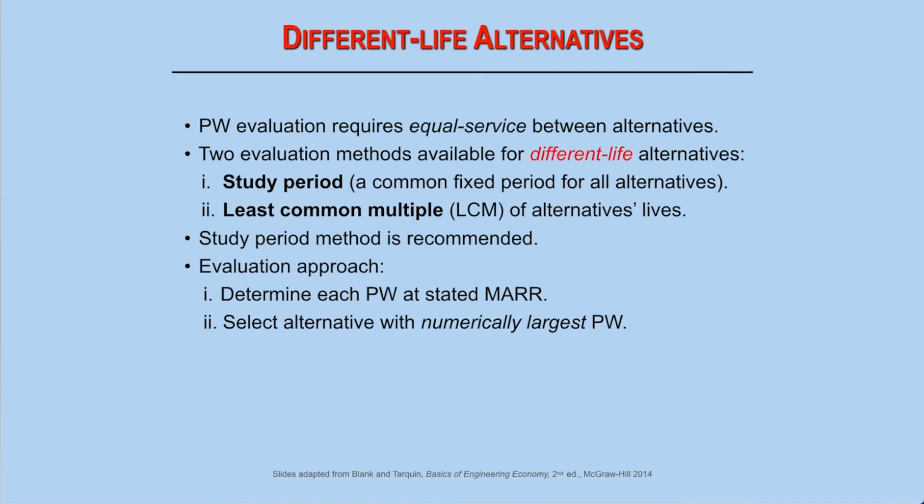Sometimes the alternatives that you want to compare using the present worth analysis do not have equal life. So there are two methods that you can use to apply present worth analysis on alternatives that have different life. The first method is by using a common study period that is fixed for all alternatives. The second method is by using the least common multiple of the alternatives' lives. However, the study period method is recommended over the least common multiple method.